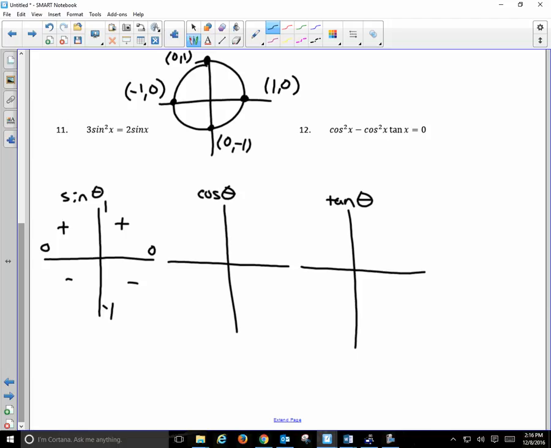Is cosine the x value or the y value? X. So right here, cosine is 1. Here it's 0. It's the x value. Here it's -1. And down here it's 0. Remember, cosine is positive, negative, negative, positive.